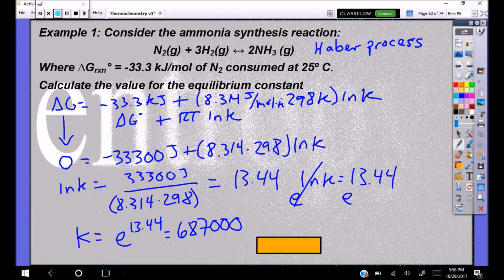All right, let's think about what a large K means. Is this going to be a favorable process or an unfavorable process? You should have said that it is favorable. Products are going to be favored because it's a large K. You can also tell that it's spontaneous because of the negative delta G that we normally have. This is a very favorable reaction, even though it is creating some order.